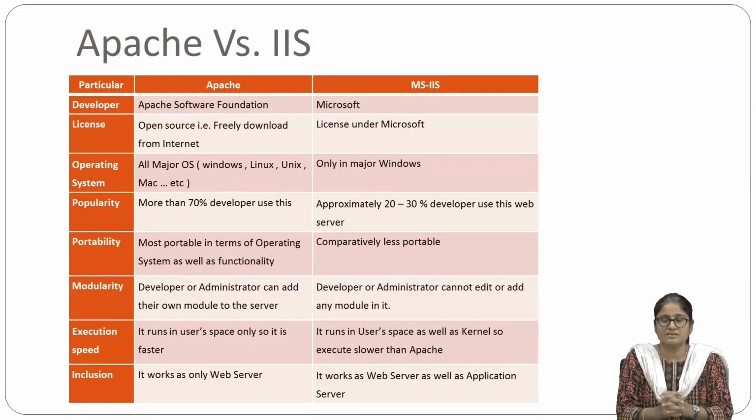Then, the Apache server can work as a backend, while in case of IIS, it can run as a web server as well as an application server.